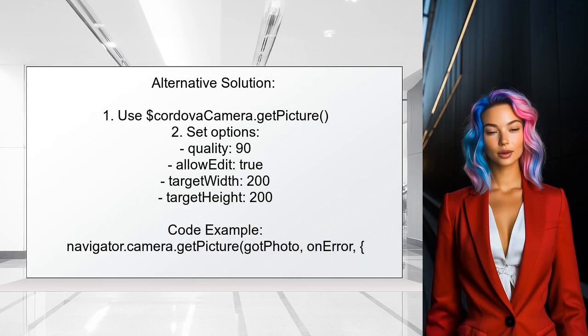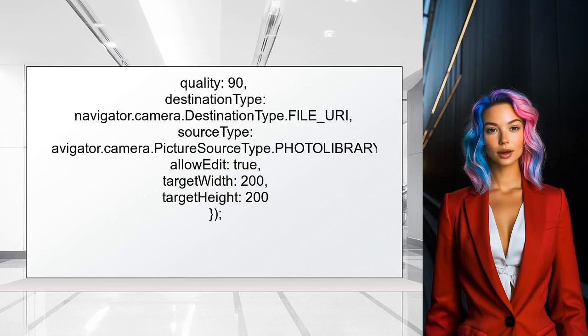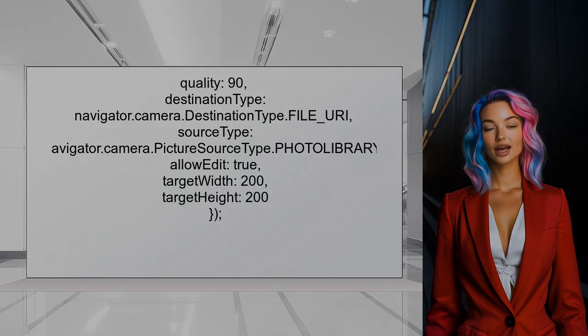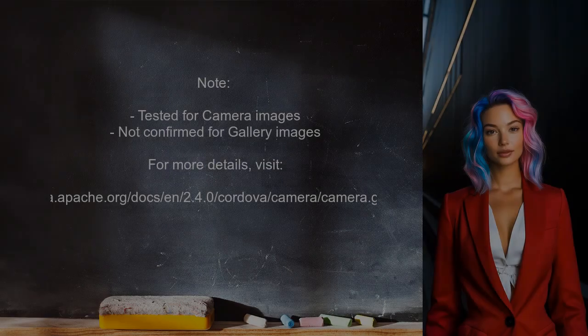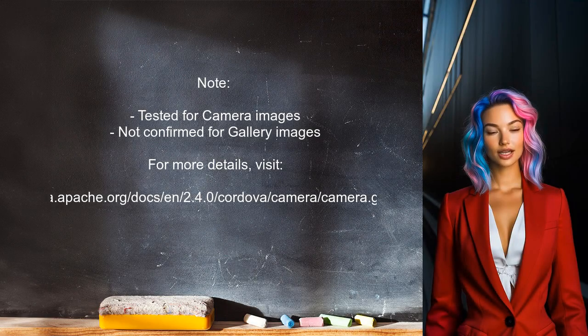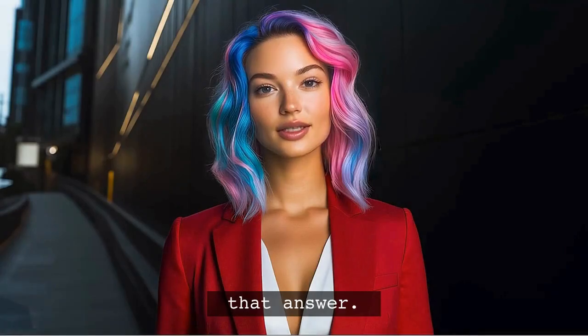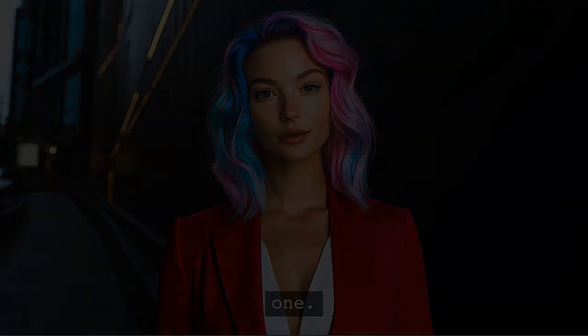An alternative solution provided by another user suggests using the Cordova camera plugin for image cropping. They recommend using the Get Picture method with specific options to allow editing and set the desired image quality and dimensions. They also mention that while this method has been tested for camera images, it hasn't been confirmed for gallery images. For more details, they recommend checking the Cordova documentation. That's all on that answer. Let's take a look at another one.